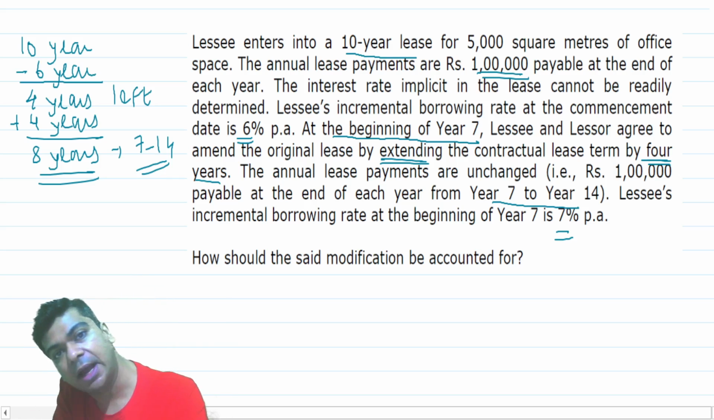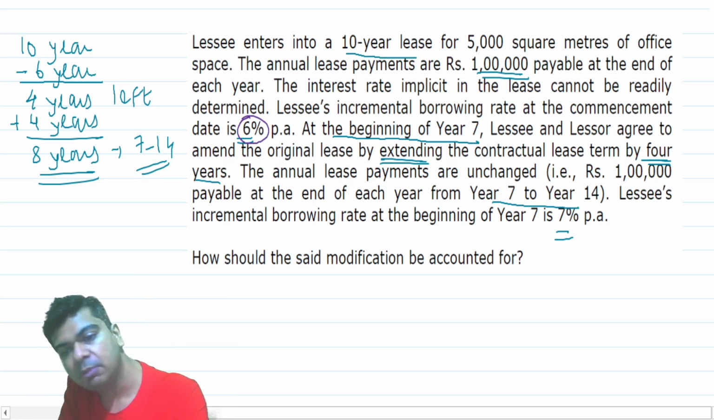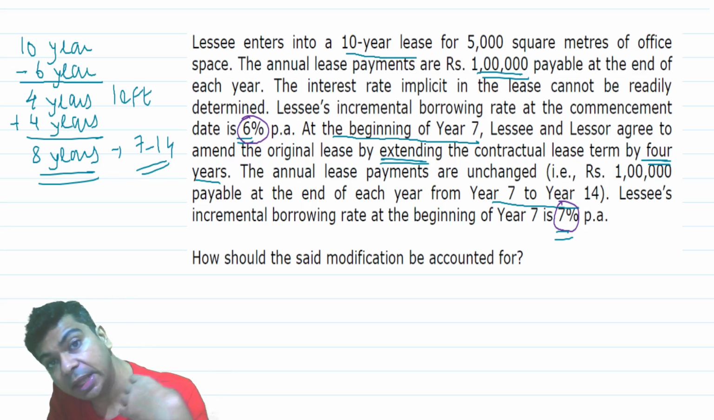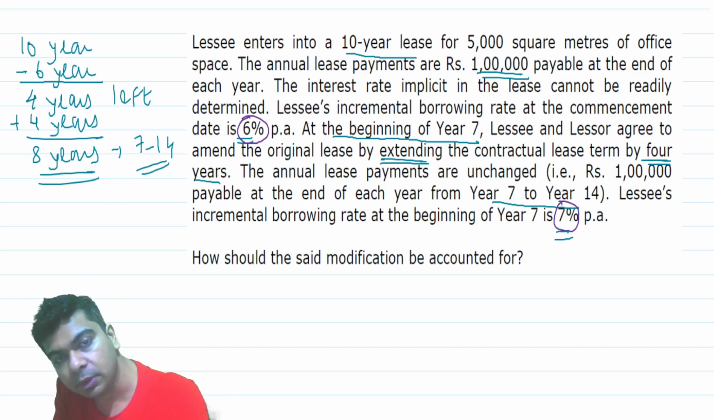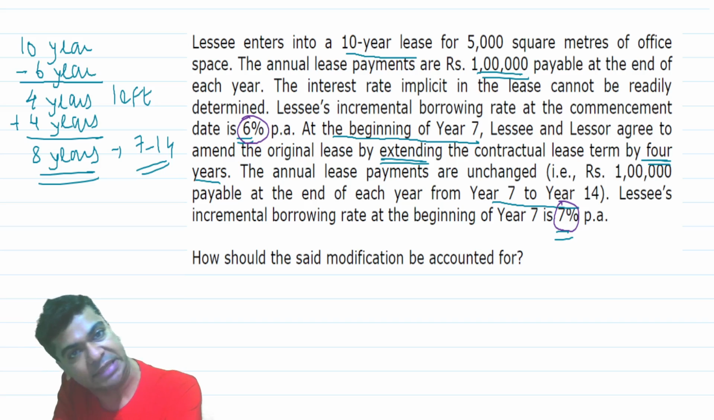If you are doing accounting for the modification, then now it makes sense that originally you were considering 6%, but when I will do modification, now I will consider 7%. How should the said modification be accounted for? So this will fall into a case where there is no increase in the scope. So what will happen over here is we will not be treating this as a separate lease. So that question is already ruled out.